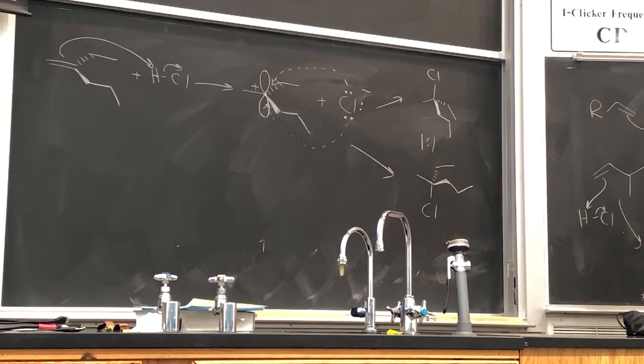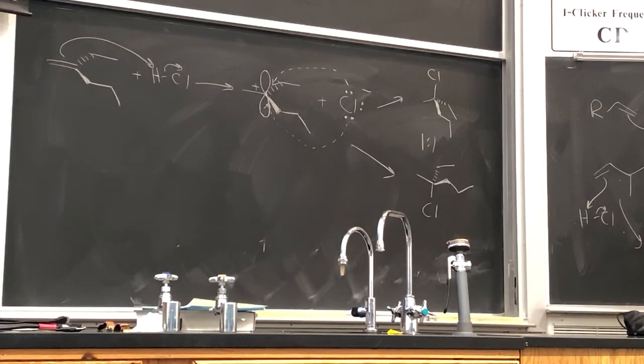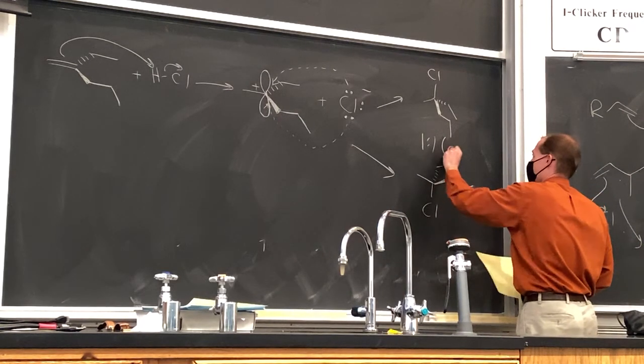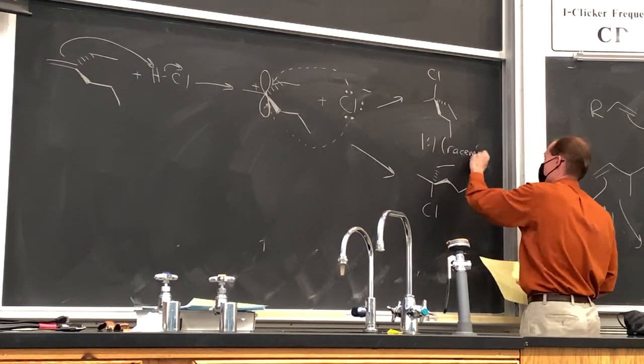And this fits what we learned previously. The alkene is achiral. The HCl is achiral. We're making a chiral product. And whenever you make a chiral product from achiral reactants, it needs to be formed in a racemic mixture. So this is going to be racemic because we have a 1-to-1 mixture of enantiomers.